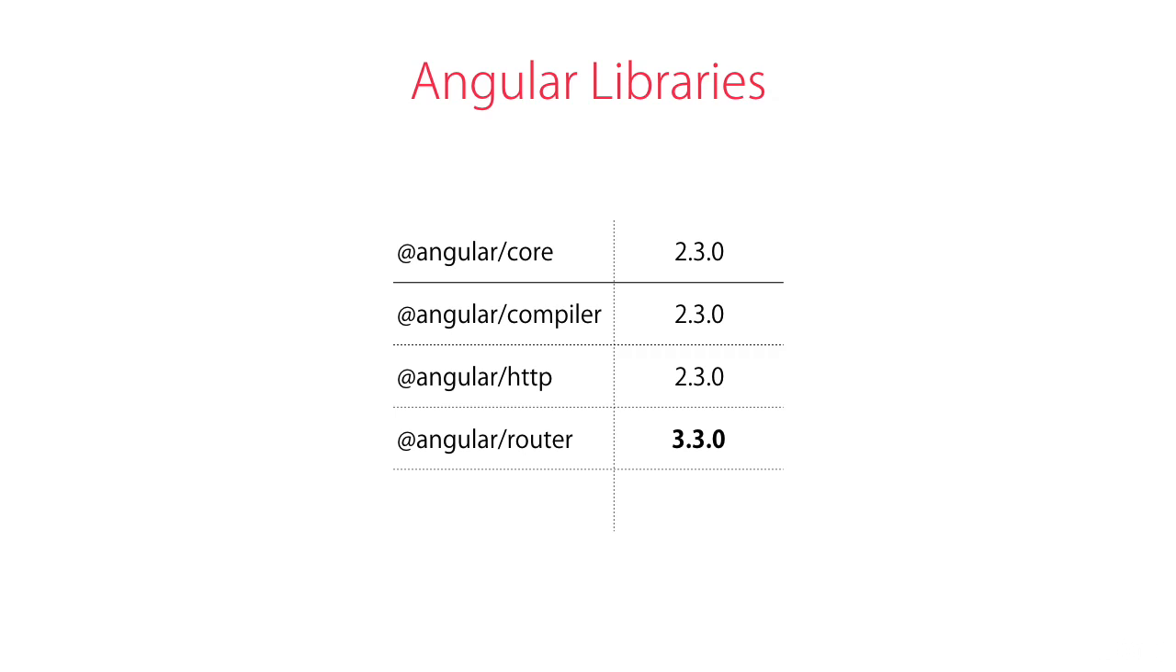Now, all these libraries were versioned the same except the router library. So in order to align these versions and avoid confusion in the future, Angular team decided to go straight to Angular version 4. So in a sense, Angular 4 is not a major upgrade to Angular 2, and you can think of it as Angular 2.4, as simple as that.